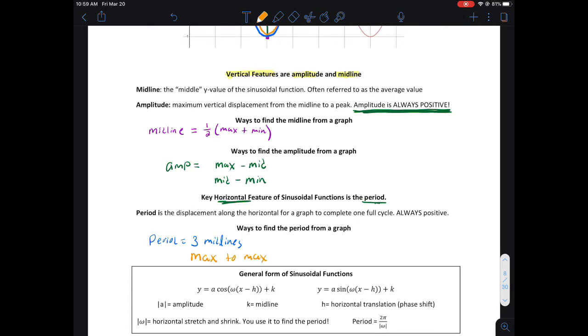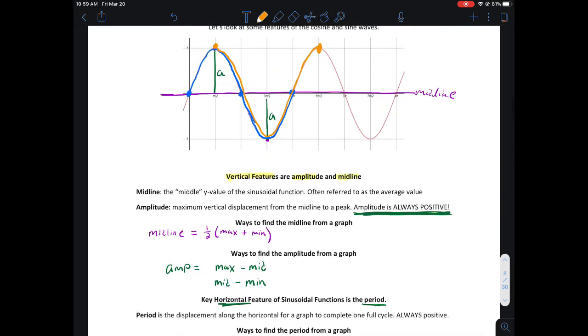Based on the information, I could come up with some others: the distance from maximum to minimum times 2, or 2 consecutive midlines doubled. There's a number of ways. But in a nutshell, that's our vertical features and our horizontal feature, which is period. One other thing: just like amplitude, period is always positive.